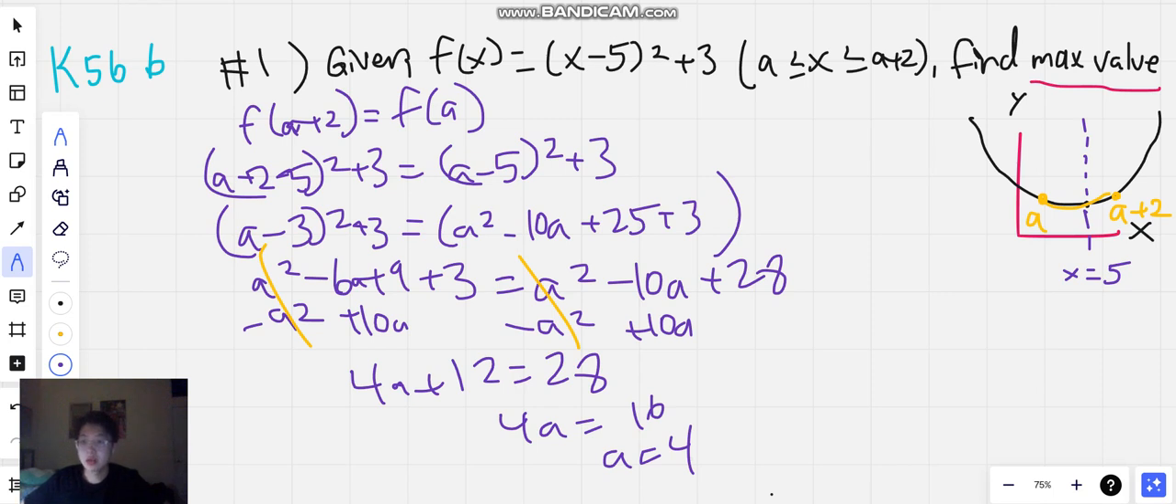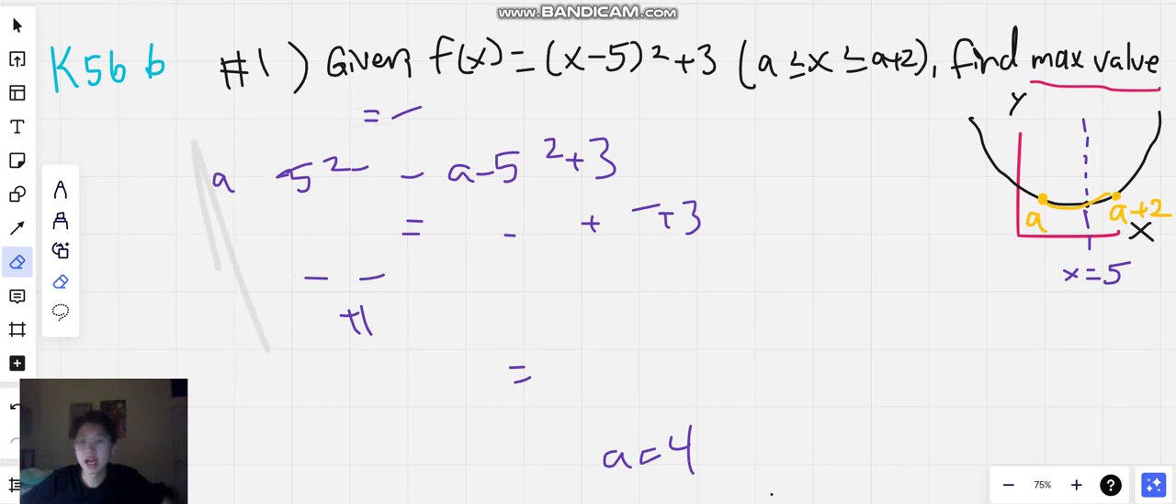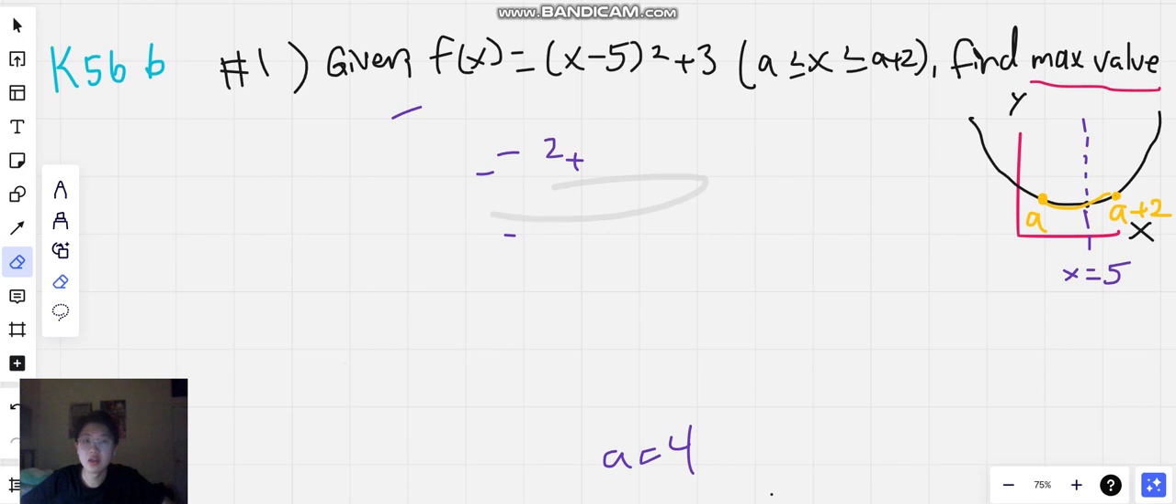So a equals 4 is the exact point at which plugging in the two ends of your boundaries will give you the exact same y value. That's very important to keep in mind. I'll go ahead and erase this, but just keep note of how we got a equals 4, because that is a very important a value.